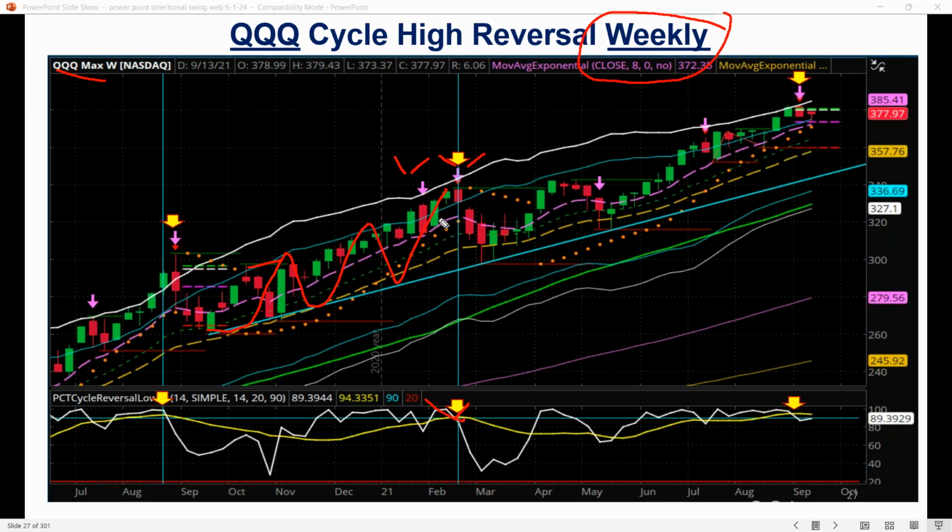Then you maybe have a consolidation period like you did here. The markets work off the overbought, and then they move back up. So they cycle, right? That's a really good look there at QQQ, cycle high reversal. Let me pull up, let's see what it looks like really quick here.